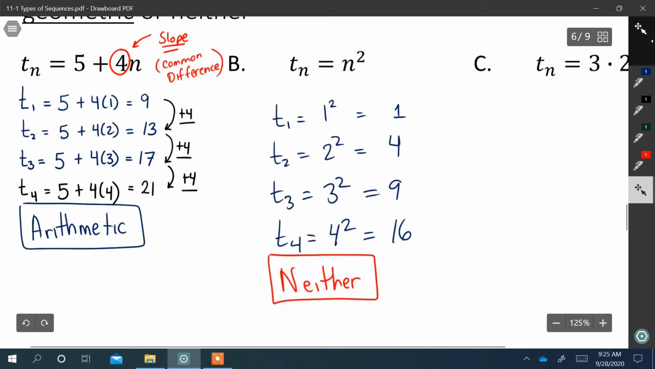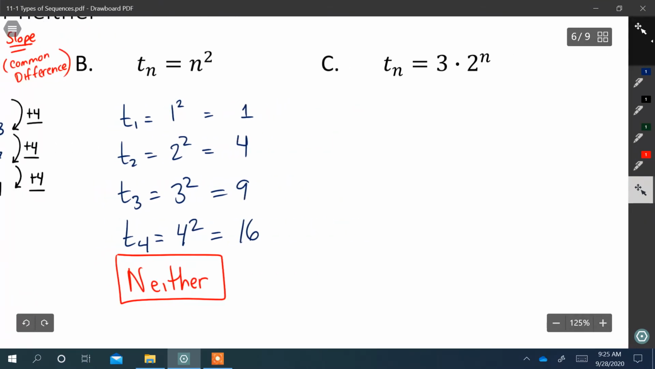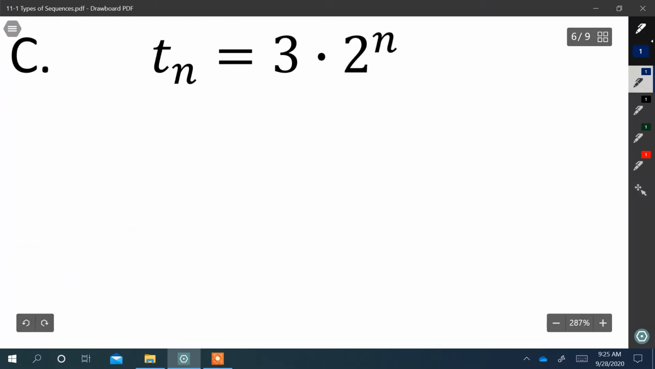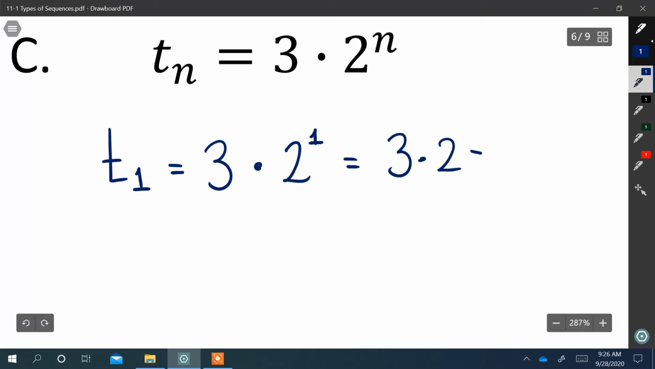All right. How about C? Let's give that one a try. So write this one down. We have t of 1. We're just going to replace that n with a 1. So 2 to the first power would be 2, and 3 times 2 will be 6.